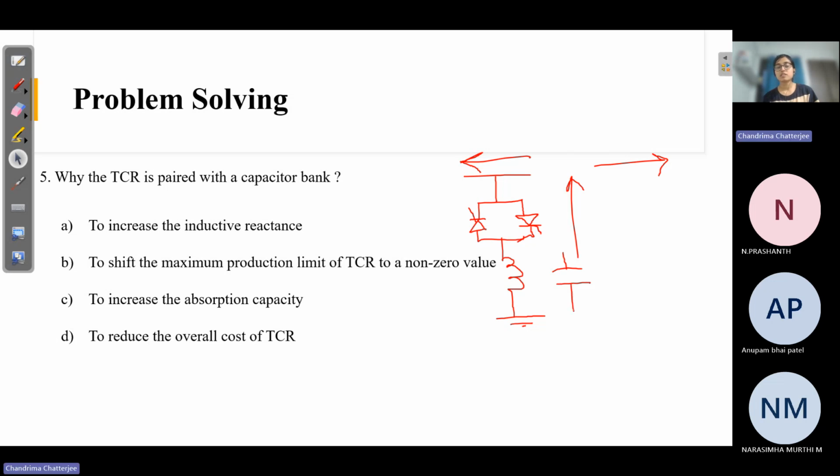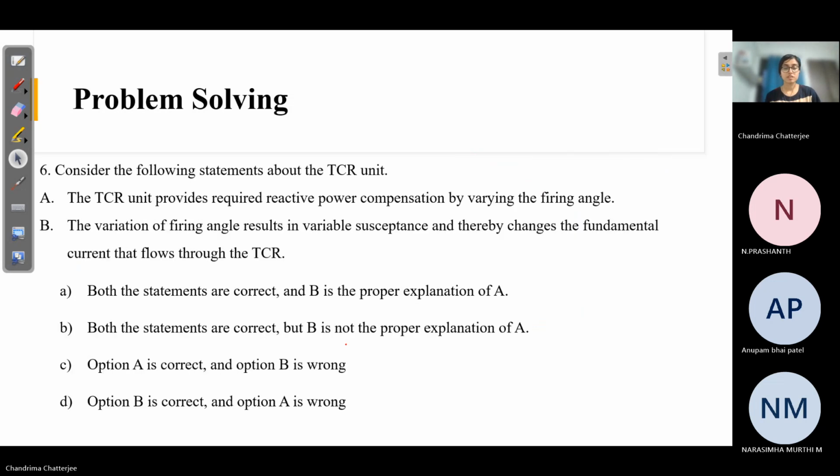So that's why the TCR is paired with a capacitor, to shift the maximum production limit of the TCR to a non-zero value. Okay, non-zero value. So till this point, okay, right?